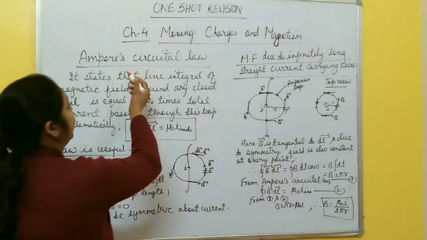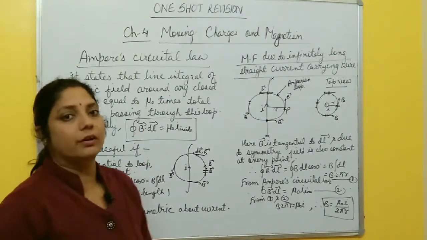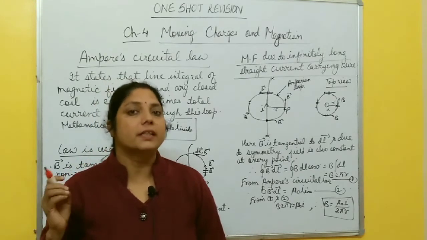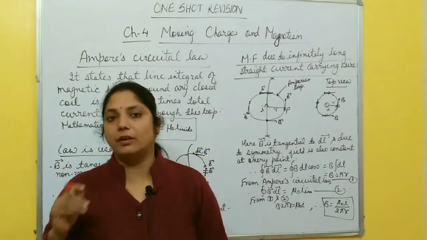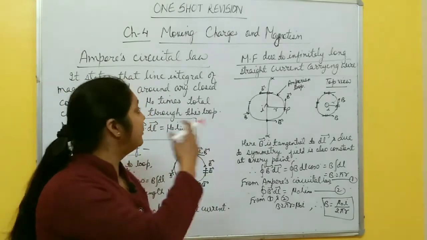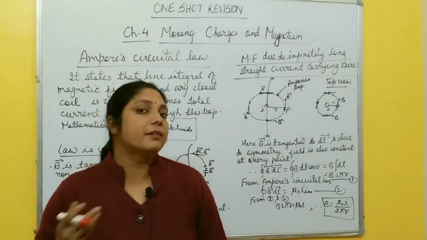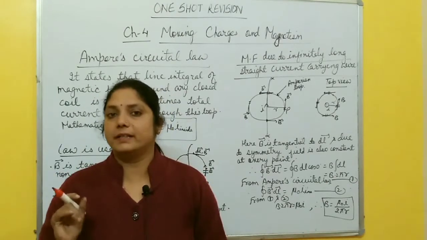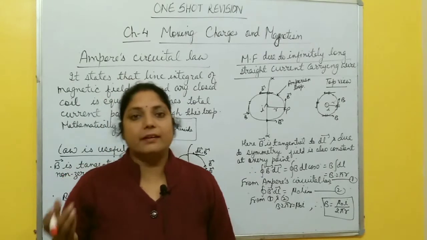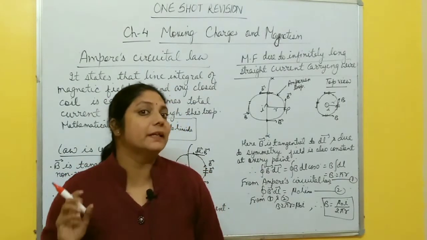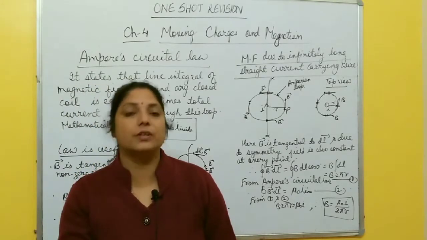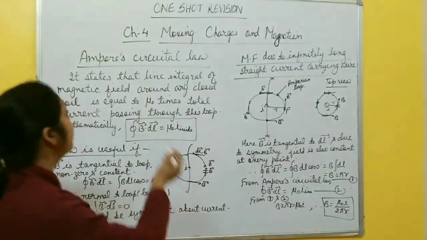Now, the next important topic is Ampere's Circuital Law. It is also an alternative method to find the magnetic field due to a current carrying wire, like Biot-Savart Law. But Biot-Savart Law is used in simple cases, and with the help of Ampere's Circuital Law, we can determine the magnetic field due to complicated circuits, right? Like Coulomb's law, we can determine electric field using Coulomb's law also, but in complicated cases we use Gauss's theorem.